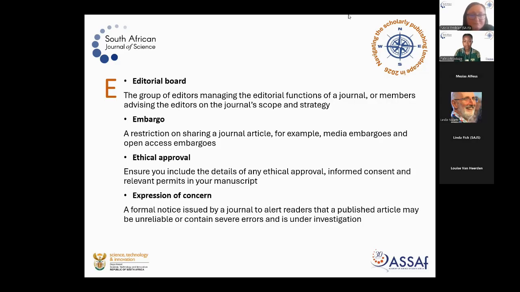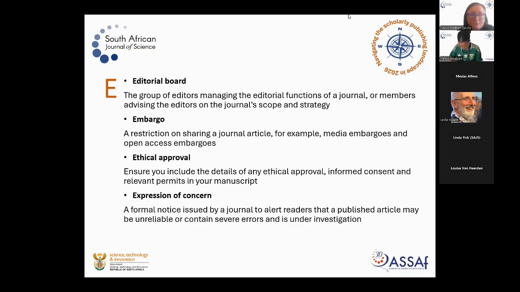Ethical approval. You should obtain ethical approval if needed before your study, and you should include the details of any ethical approval obtained, any informed consent that was needed, and any relevant permits that you needed in your manuscript.